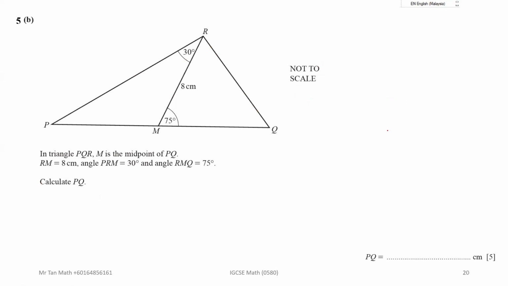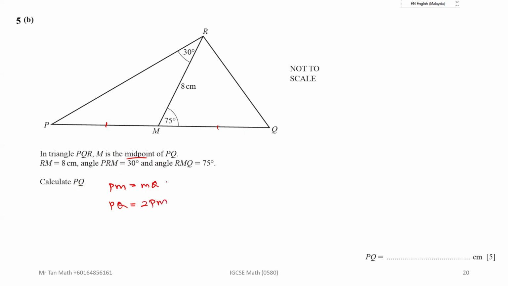Now 5B. In triangle PQR, M is the midpoint of PQ, RM is equal to 8. Angle PRM is 30 and angle RMQ is 75. Calculate PQ. M is the midpoint, therefore you have the same length here. So PM is equal to MQ. Calculate PQ, so PQ should equal 2 PM.